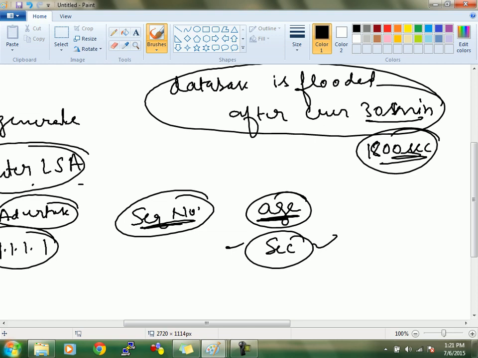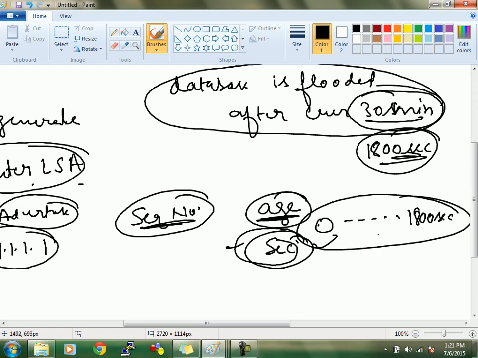Fine, clear? As I told you, after every 30 minutes they will exchange the database again. This is a periodic update. So whenever I receive the database, this timer will start, and after it expires the database is flushed and the router will again send me the database. This thing is clear? Any problem?